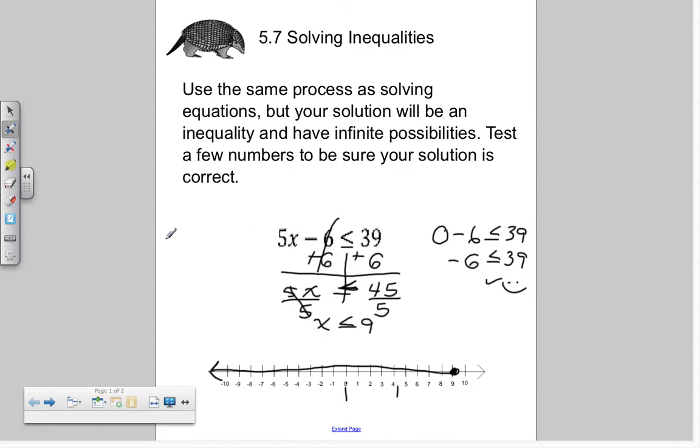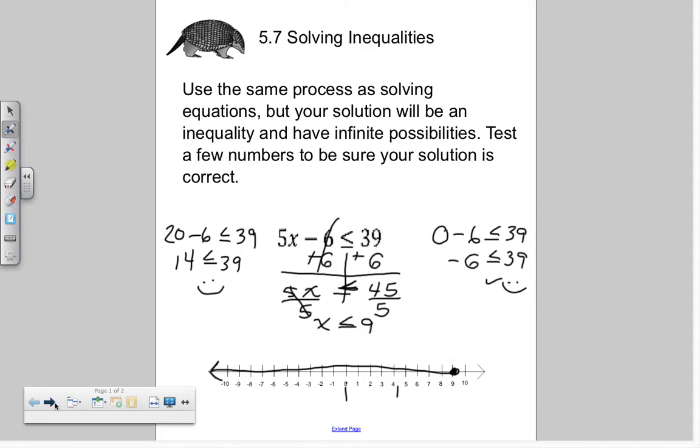If I picked something else like 4, I would put it in here. 5 times 4 gives me 20. 20 minus 6 is less than or equal to 39. 20 minus 6 gives me 14. Is 14 less than or equal to 39? Indeed it is. So I know that I've gotten my solution correct. Testing it can be done mentally, but it's a good idea, especially with inequalities, to make sure that you've gone the right way on your number line.